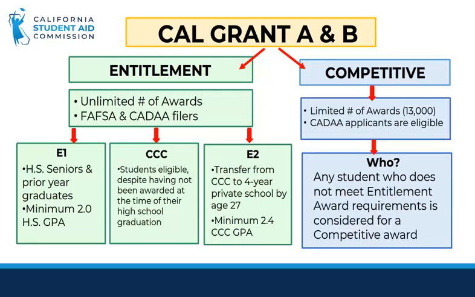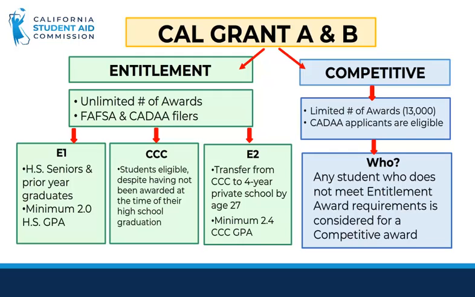There is a second type of entitlement applicant. Students who were not awarded a Cal Grant as a high school entitlement applicant or a competitive applicant may be eligible to receive the Transfer Entitlement Cal Grant, or E2. This grant is for students who transfer from a California community college to a bachelor degree program at a private four-year university by the age of 27.